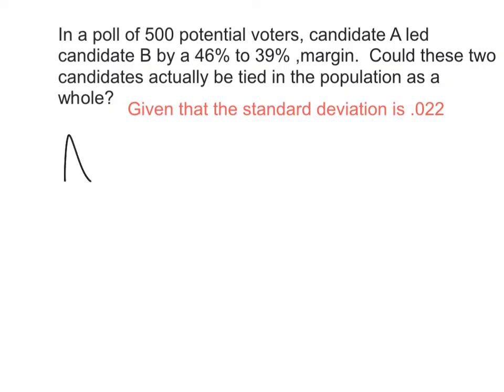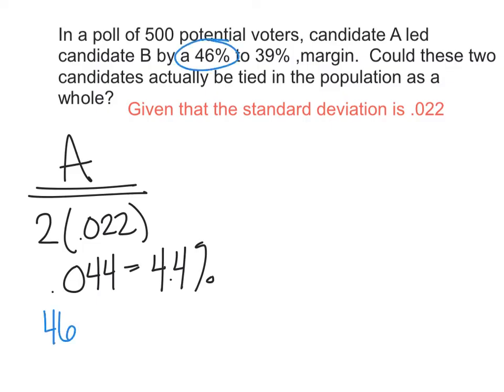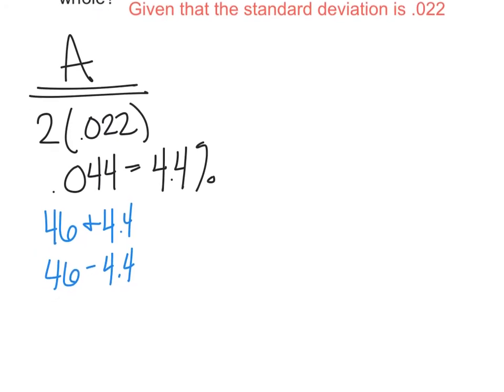So let's start with candidate A. Okay, I first need to calculate their margin of error. So I'm saying 2 times 0.022 gets me 0.044. What can you relate that to? Since these are in percents, I think I could really call that 4.4%. So this candidate has a 4.4% margin of error. So if it currently has a 46%, I'm going to say that's 46 plus 4.4, and obviously 46 minus 4.4. So they have a confidence interval from 41.6 to 50.4.